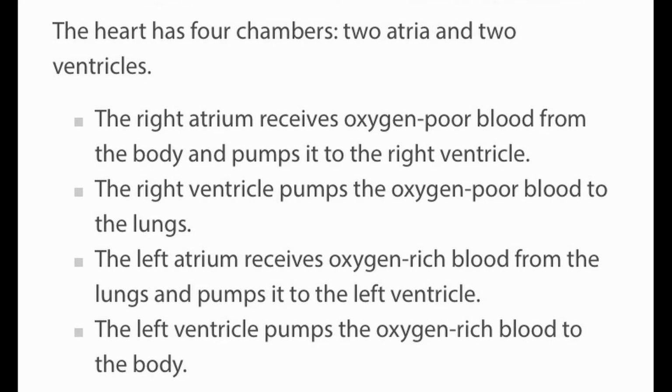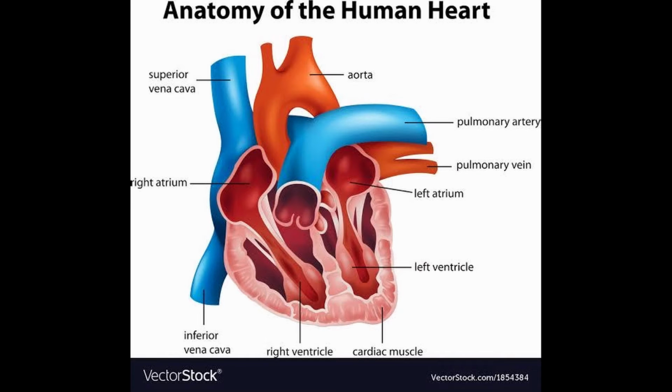So these are the chambers of the heart. In the diagram there is a right atrium, left atrium, right ventricle and left ventricle, and there is also the superior vena cava, inferior vena cava, and the aorta. Left ventricle blood goes to the aorta, and from the aorta it is distributed to the body.